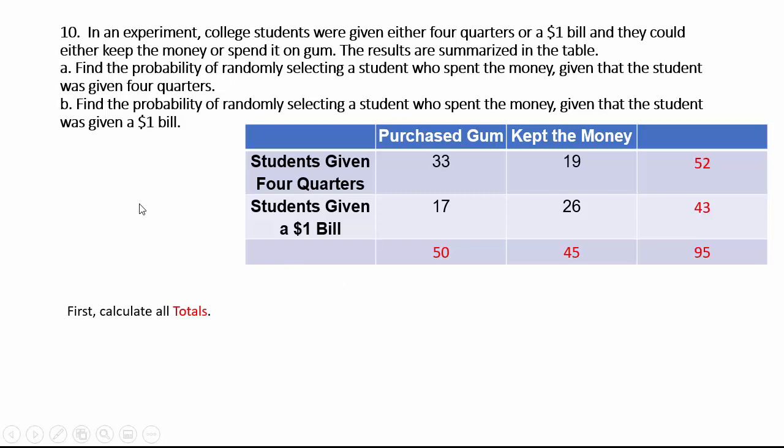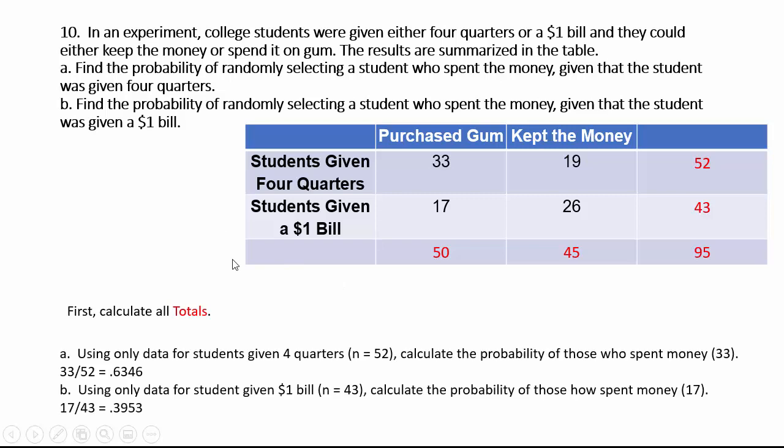Okay, so in this one, if we do A, we use only the data for students given 4 quarters, right? So students given 4 quarters, that's everybody on this first line. Notice there's 52 of them. That's why I said 52. Calculate the probability of those who spent money. There was 33 that purchased gum out of 52. So 33 out of 52 gives you 0.6346, and you are done with that one.